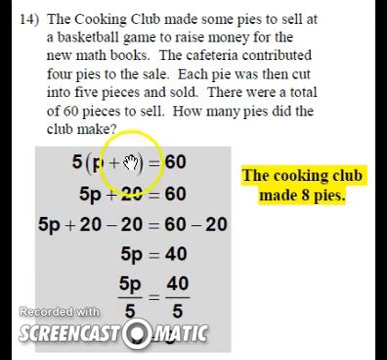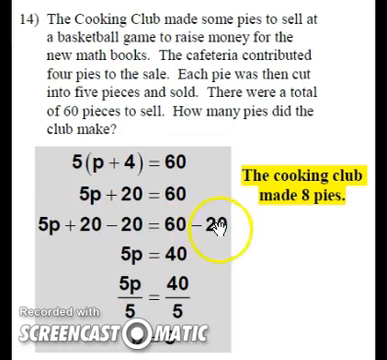Well, we know that the cooking club made some pies, and we also know the cafeteria contributed 4 pies. Each one of those pies, the ones that the cooking club made and the ones that the cafeteria provided, were both cut into 5 pieces each. So this is a distributive property one, okay? 5 times p plus 5 times 4, which is 20. That 20 represents the number of pieces from the cafeteria, because remember, 4 pies at 5 pieces in each pie comes out to 20 pieces. And that p represents how many pies the cooking club gave us.